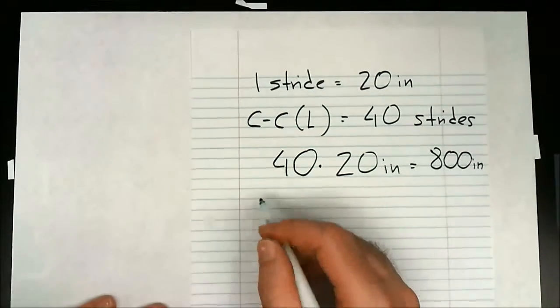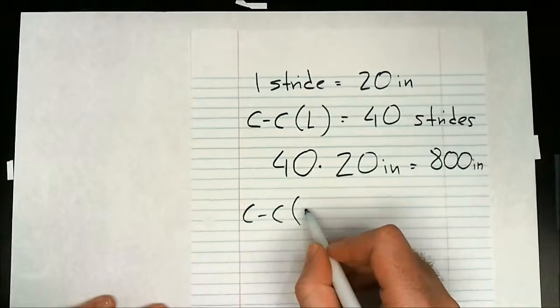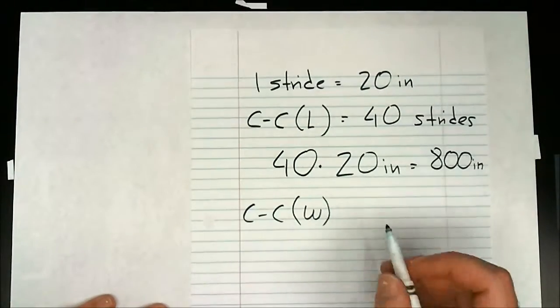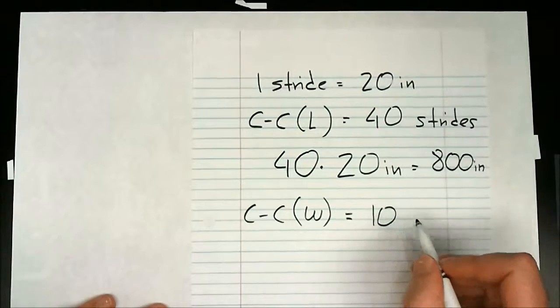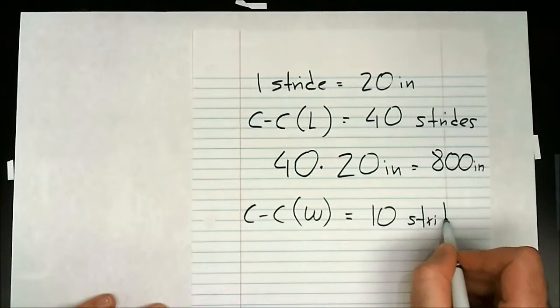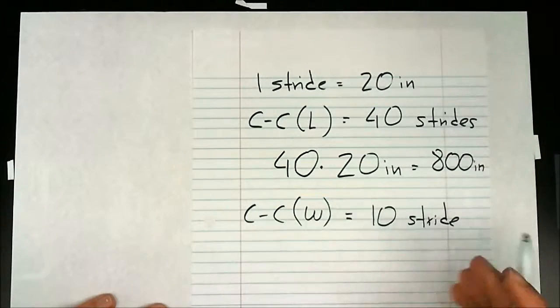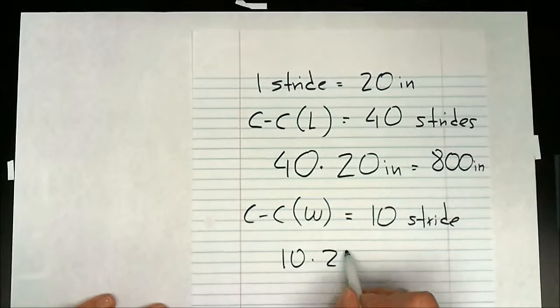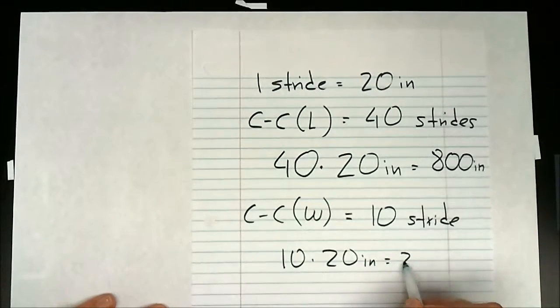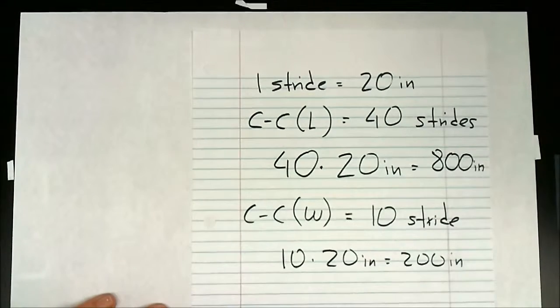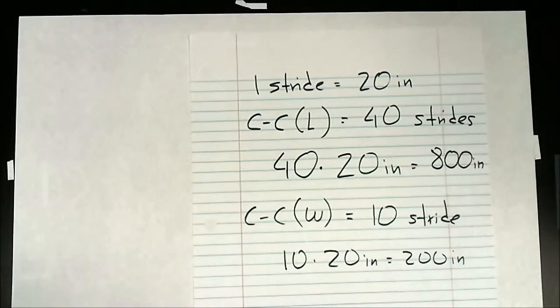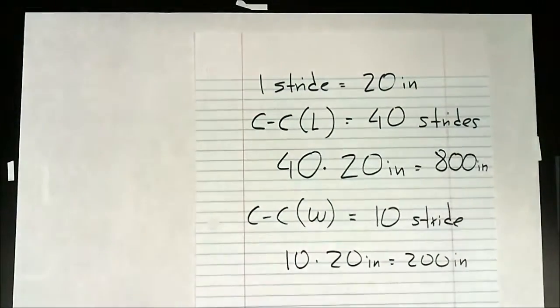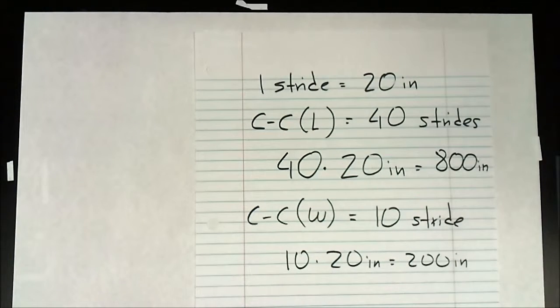Then you do the same thing for the width, C to C width. Maybe that was 10 strides. I think I'm lowballing it here, but it's probably more for both. The way you find the actual width of the C building is you take 10 strides multiplied by how big the stride was, and you get the width of the C building. With the width and the length, you can actually draw the C building out. And you'll do this with all of your measurements. You'll get your measurement of each thing we measured in inches.